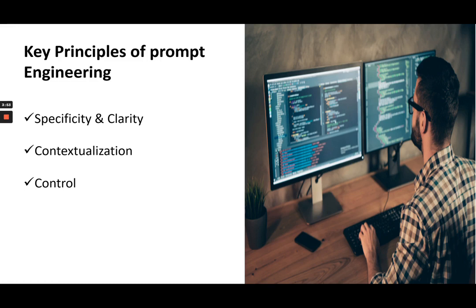And third is control and bias mitigation. This is also one of the main principles. Now here we try to control the language model output by ensuring there is fairness, and we are trying to mitigate the biasing. So techniques like debiasing, rephrasing, or let's say incorporating explicit instruction can be employed to achieve more ethical and inclusive responses. So these are the key principles.